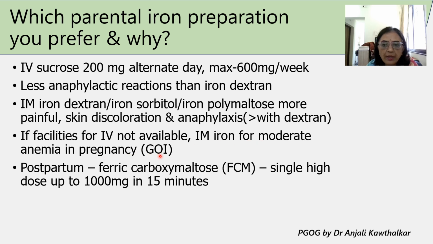But wherever facilities for intravenous are not available, intramuscular iron should be given for moderate anemia in pregnancy, as is the Government of India recommendation, because there are many far off places in India, pockets in India, where intravenous drug administration is still not feasible or practically not available. So intramuscular iron is the best option for such places.